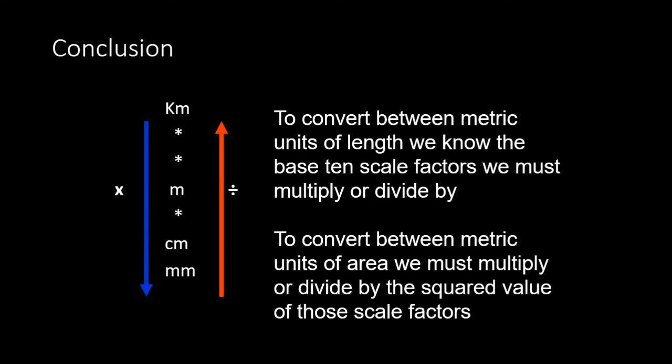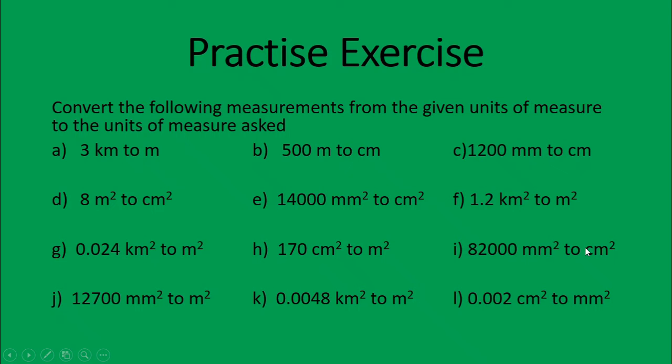In conclusion, to convert between metric units of length, you know the base 10 scale factors that we need to multiply or divide by. A scale factor is a good term for you, is a number that you multiply or divide a value by. So to convert between different metric units of area, we multiply or divide by that squared value of the scale factor. Let's go on to some practice of this.